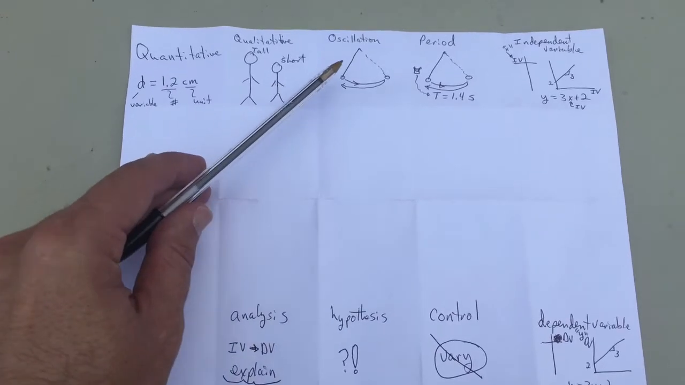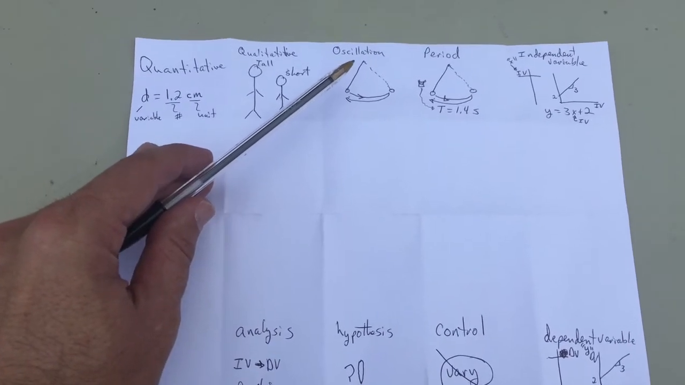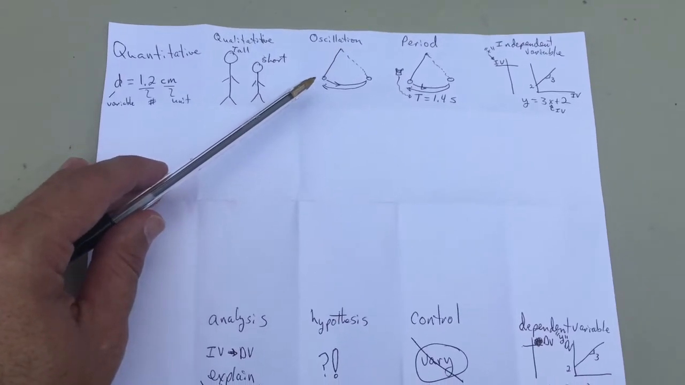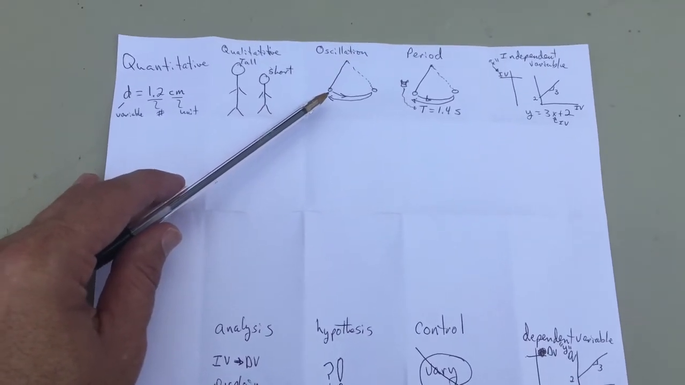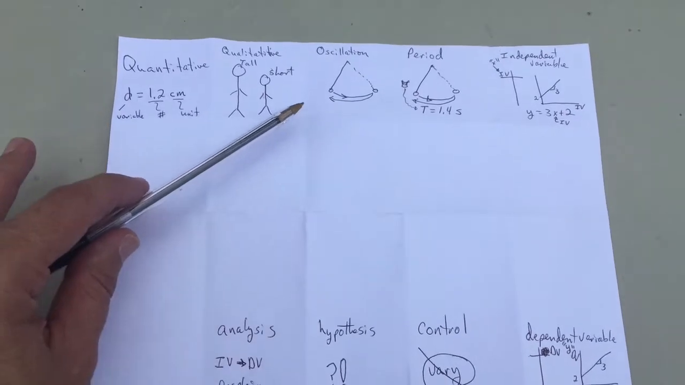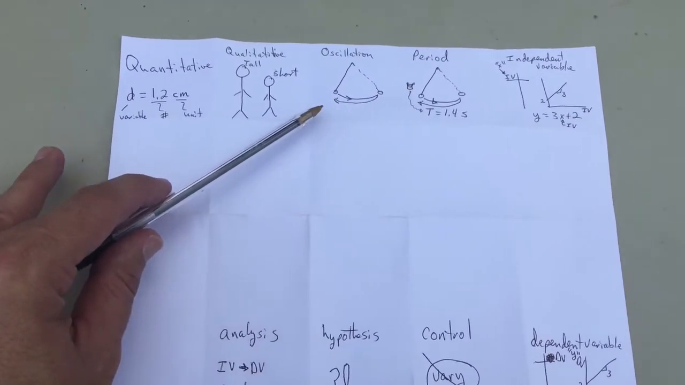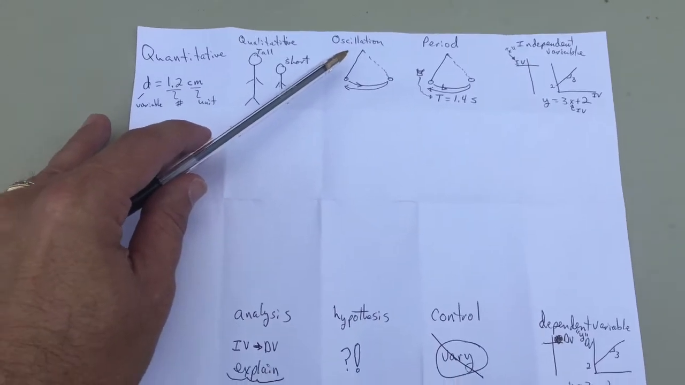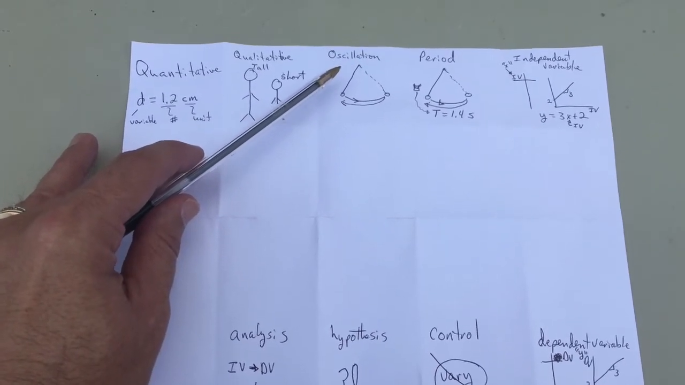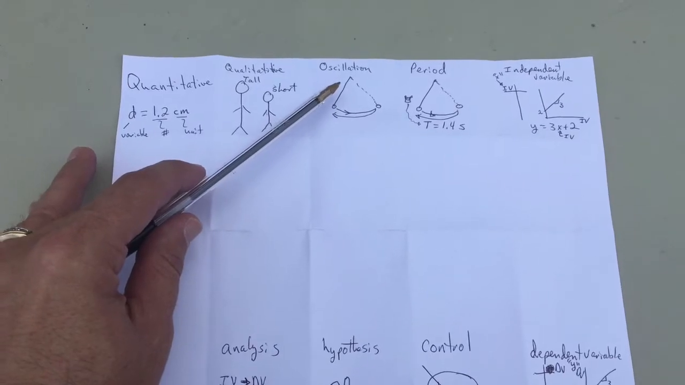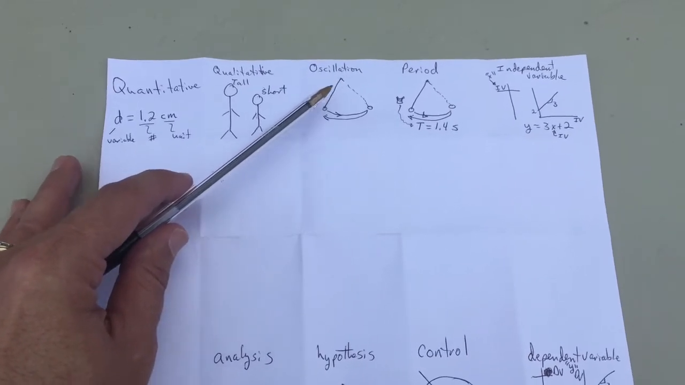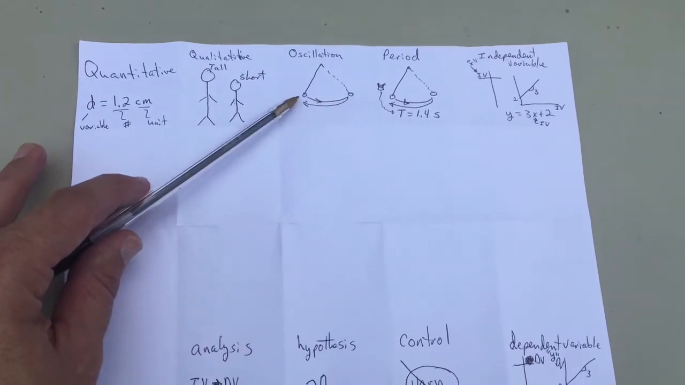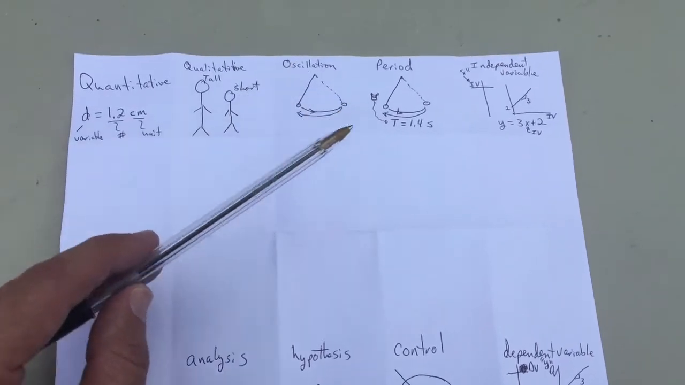For oscillation, I drew what's called a pendulum. So this is, imagine a weight hanging, this rope hanging from the ceiling with an object at the bottom of it, and then it swings back and forth. Okay, it's swinging back and forth. That's a pendulum. So an oscillation would be one swing, not the time. So over and back, one swing is an oscillation.